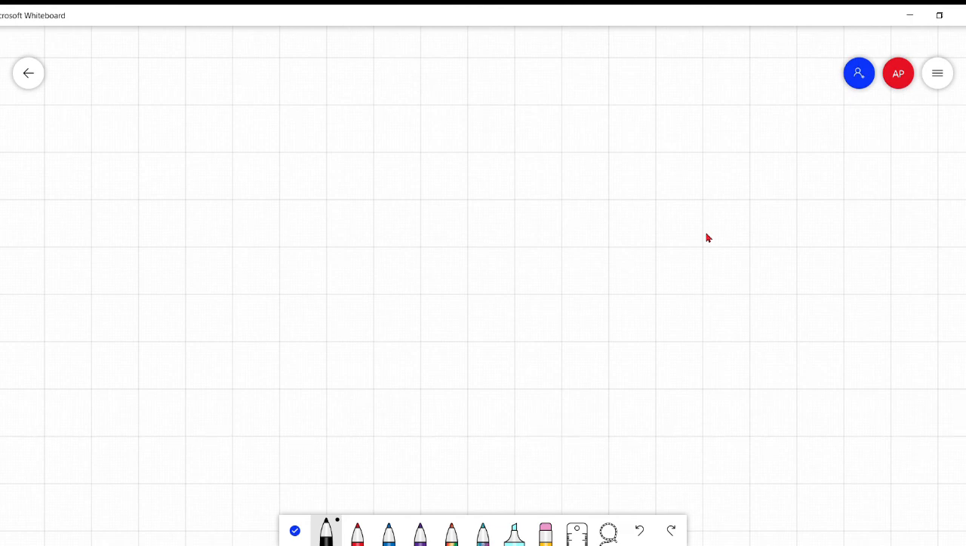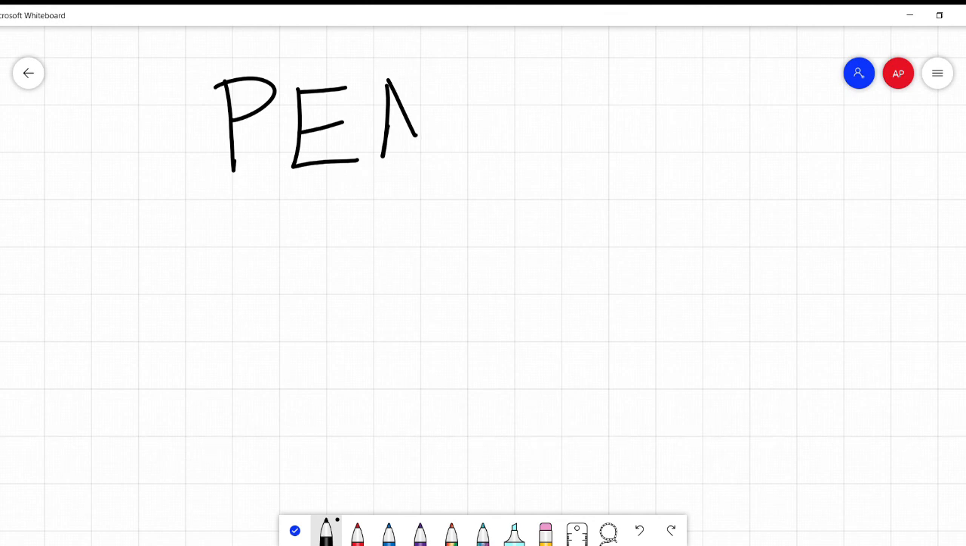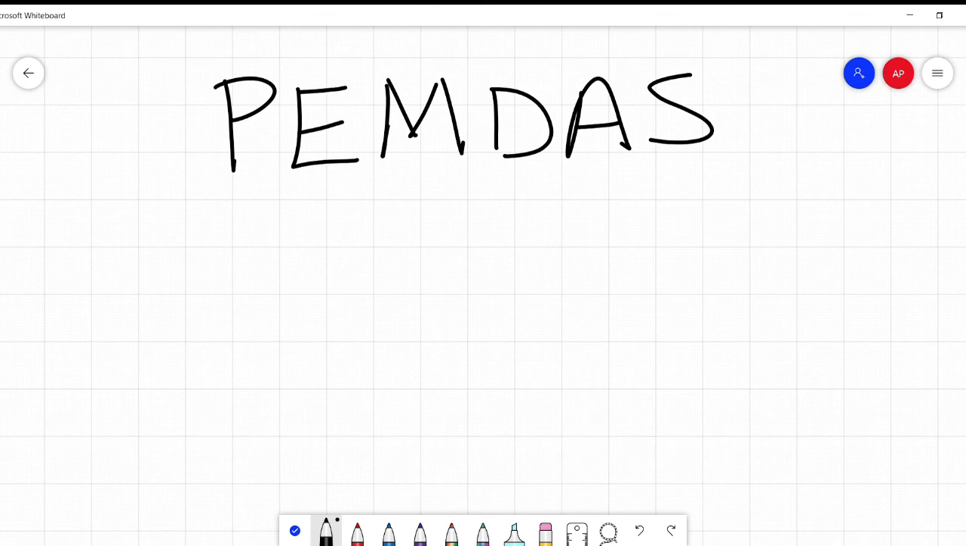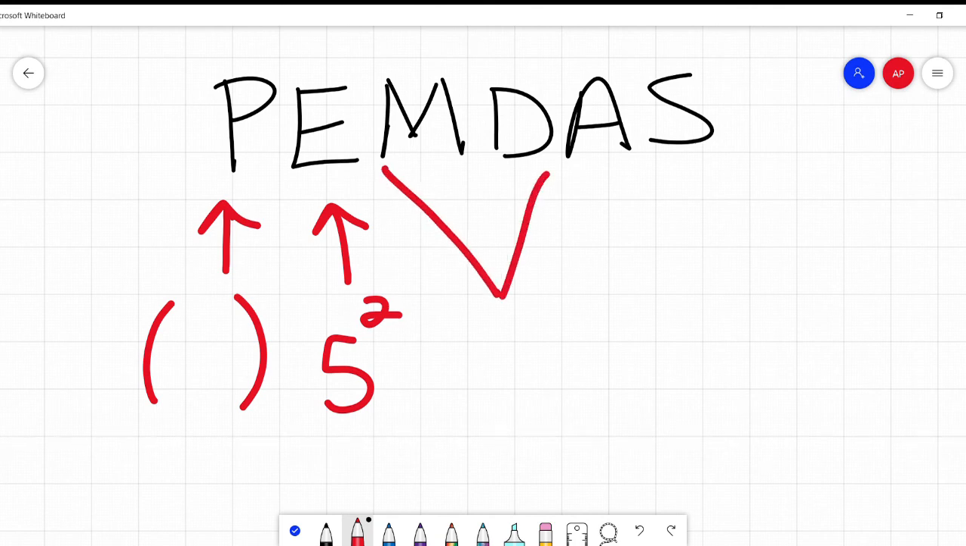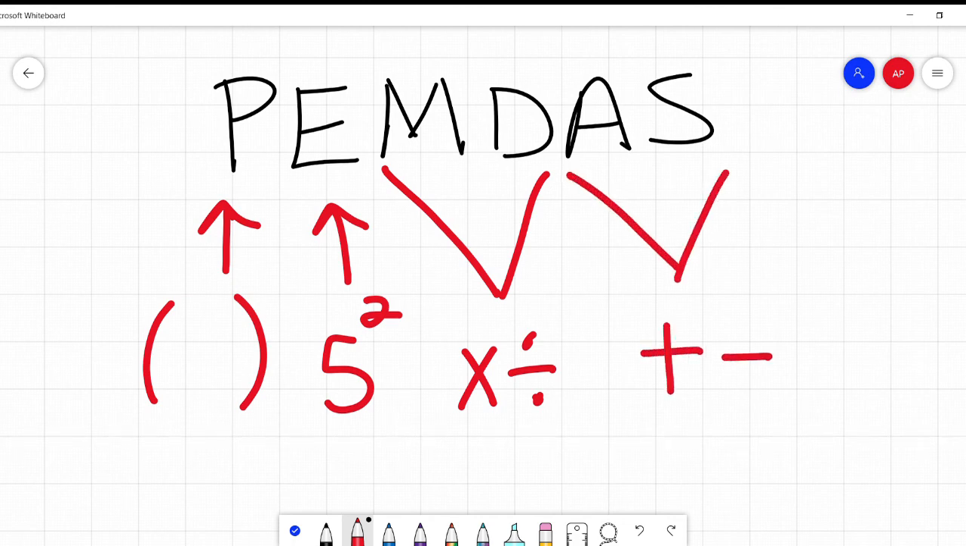All right. So there's an order of operations. Now this is an acronym you'll see in a lot of textbooks. PEMDAS. And this is referring to, this is parentheses, this is exponents, these go together, multiplication and division, and these go together, addition and subtraction. And this is from left to right, left to right.